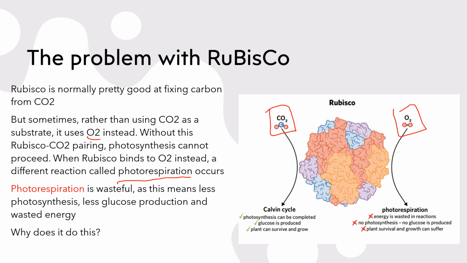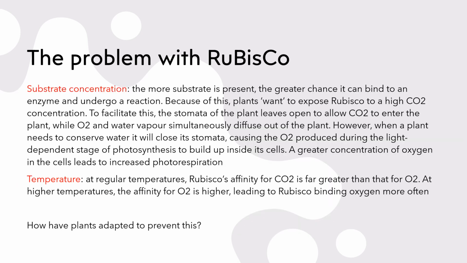There's two main reasons that this could occur. One of them is substrate concentration. We know from our enzyme stuff that the more substrate that's present, the more chemical reactions will happen. So if there's more oxygen substrate present, if there's been a lot of light-dependent reactions happening, and there's a lot of oxygen around, there's a greater chance that it's going to bind to rubisco to undergo a reaction. Because of this, plants want to expose rubisco to high CO2 concentration. To facilitate this, the stomata of the plant stay open to allow CO2 to enter and O2 and water to leave.